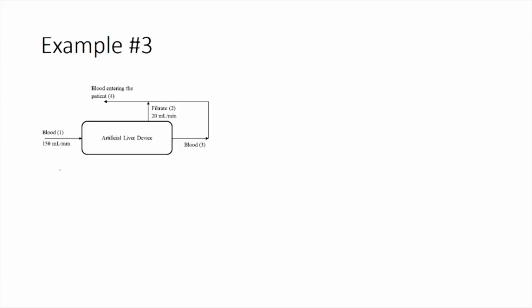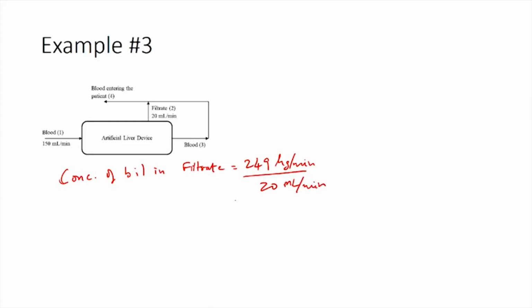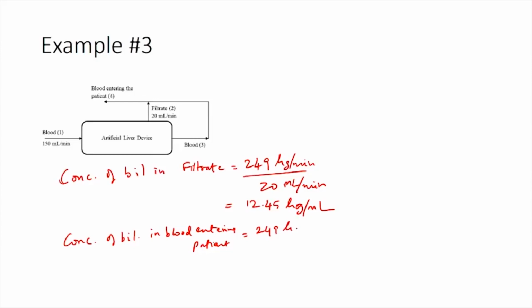So, based on that we can calculate the concentration of bilirubin in filtrate as 249 micrograms per minute divided by 20 ml per minute, giving you a concentration of 12.45 micrograms per ml. So, the concentration of bilirubin in blood entering the patient would be the same amount, 249 micrograms per minute divided by 150 ml per minute, giving you a concentration of 1.66 micrograms per ml.